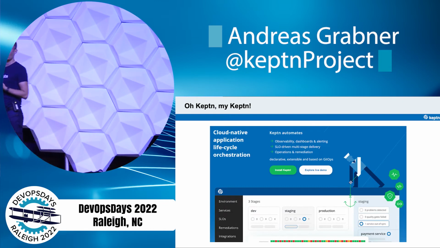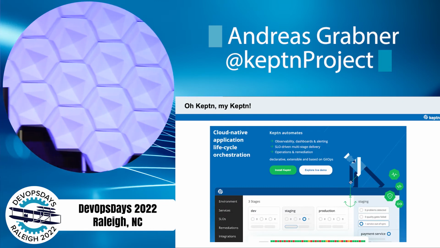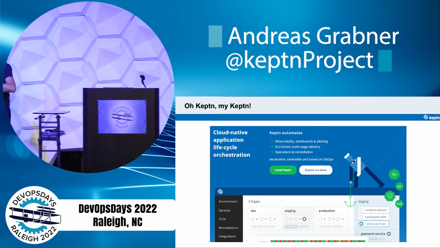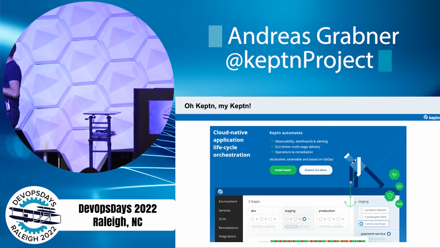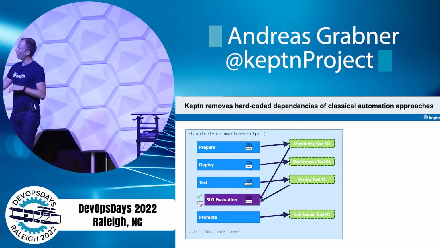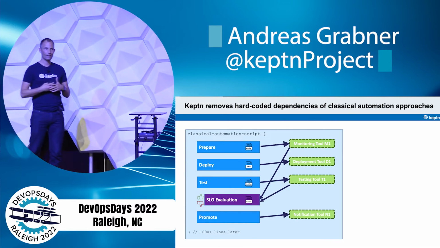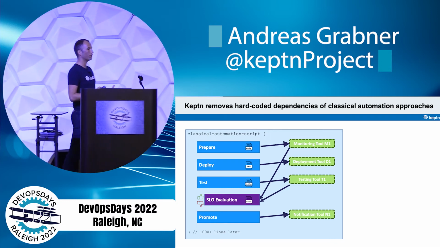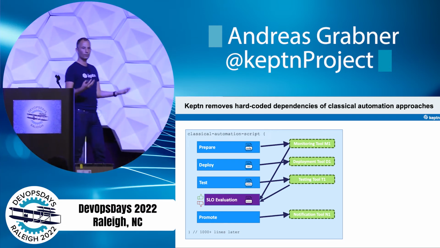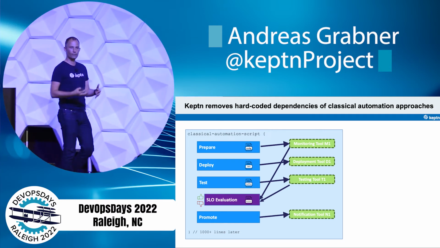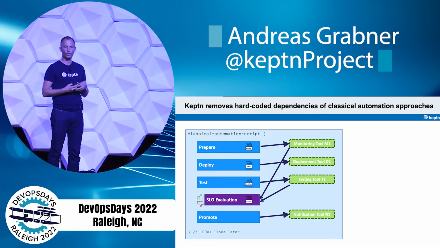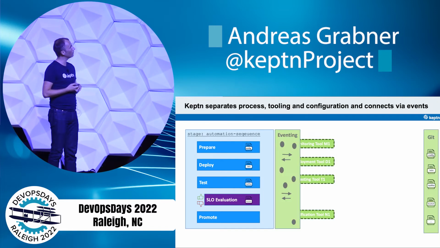If you look at a classical automation script, you have a very long pipeline or a bash script, I think you like bash, you said. Whatever it is, you end up with individual tasks that are hard-coded with a particular tool. And then sometimes the configuration for that tool, your CRD, your YAML, or whatever, is even embedded in your pipeline script, which makes it very hard to maintain.